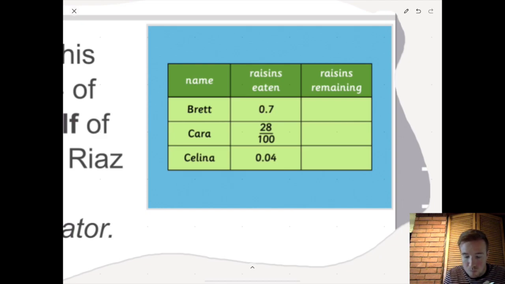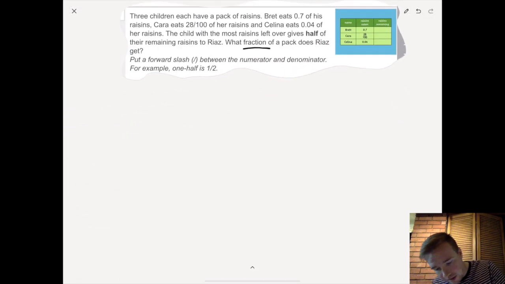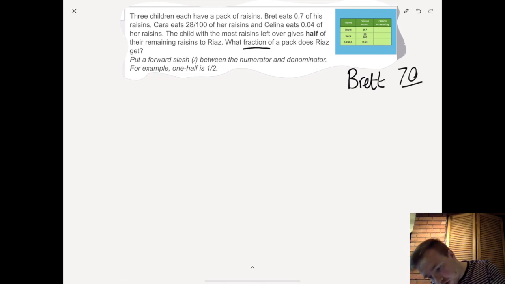So Brett has 0.7, which is 7 out of 10. Okay, because 10 would be 1 whole. If you had 10 tenths, you've got a whole. He's got 7 tenths. When he gets 10 tenths, he gets to 1 whole. 1 whole would be 100% or 100 over 100. Okay, so those are your conversion rates. So he's got 7 over 10, which means he's got 70 over 100. So we can put Brett down here as having 70 over 100.